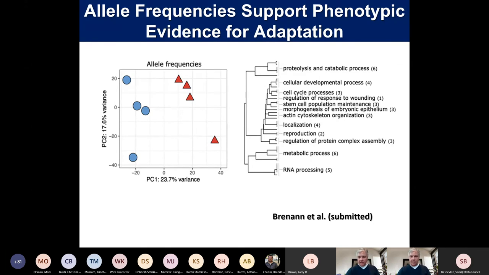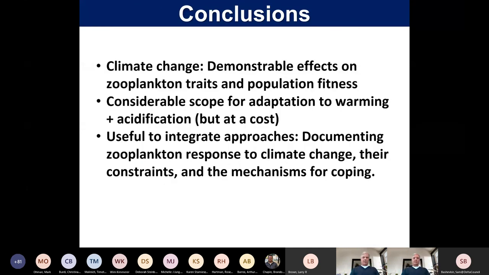Okay. So in conclusion, with regard to climate change, we do see demonstrable effects on zooplankton traits and population fitness, right? Traits like body size and survivorship, and then population fitness as illustrated by the experimental evolution study. There is indeed considerable scope for adaptation to warming and acidification, at least in Acartia tonsa, but it comes at a cost because there isn't full evolutionary rescue.